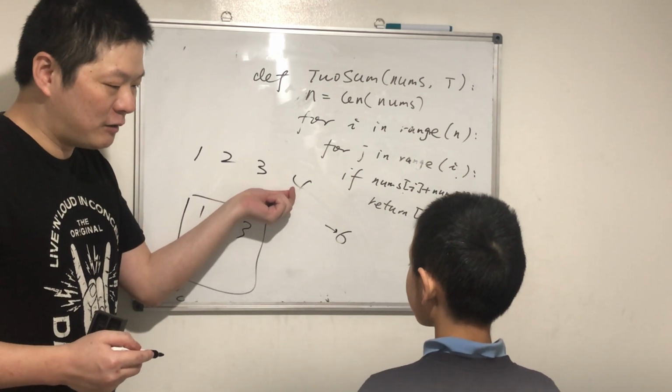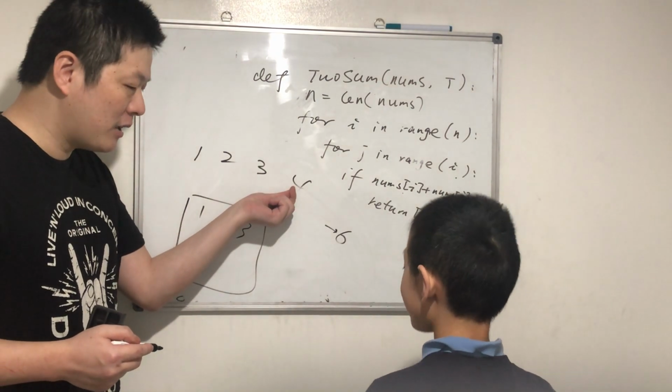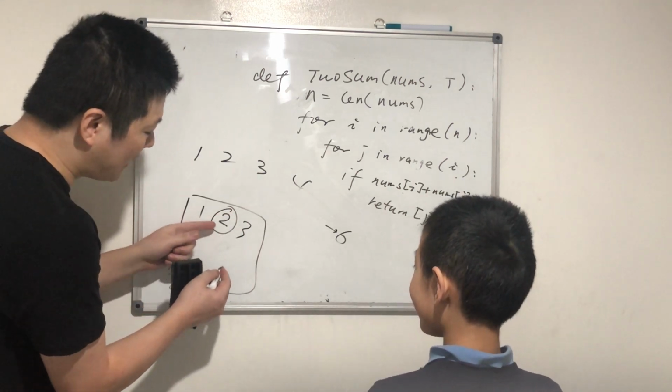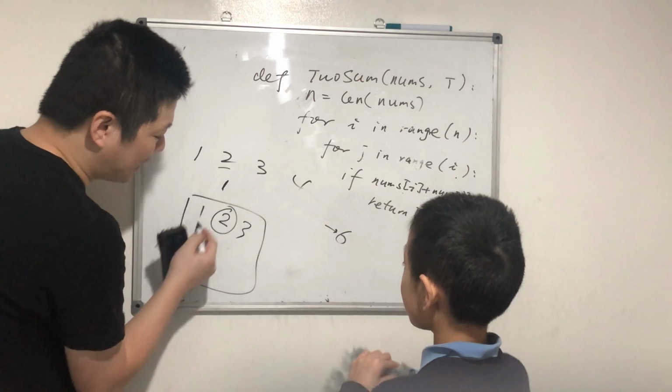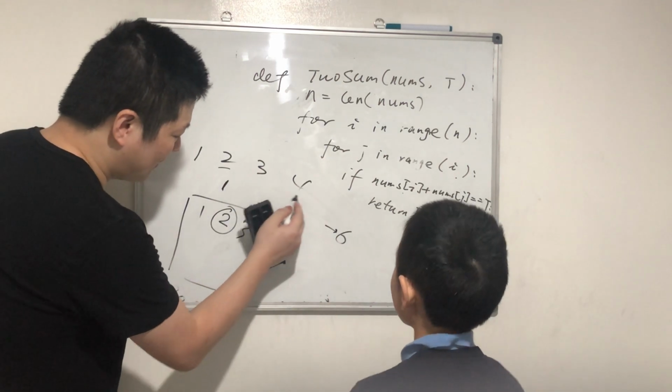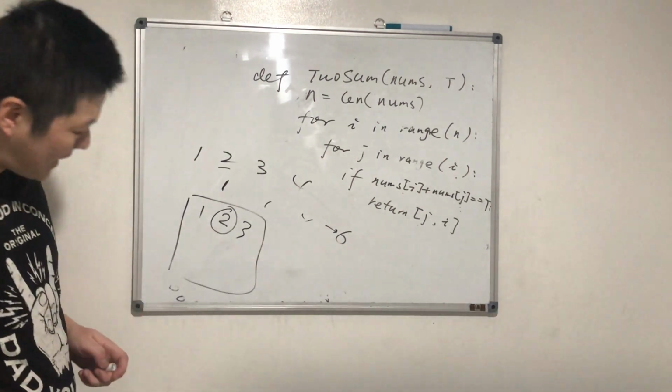4, what do I need? 2. Is 2 in the notebook? Yeah! Okay, so we return the index of the 2 in the notebook, which is 1, and the index of the 4, which is 3. We always return the indices. So look, it's 1, 3. Does it make sense?